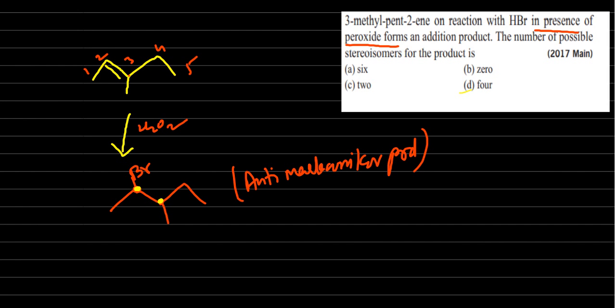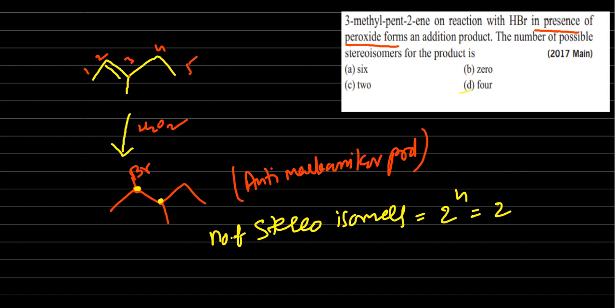If two chiral carbons are there and the terminal ends are different, the formula for the number of stereoisomers is 2 to the power of n. Here the chiral centers are 2, therefore 4 is your answer. Okay, 4 is your answer, right?